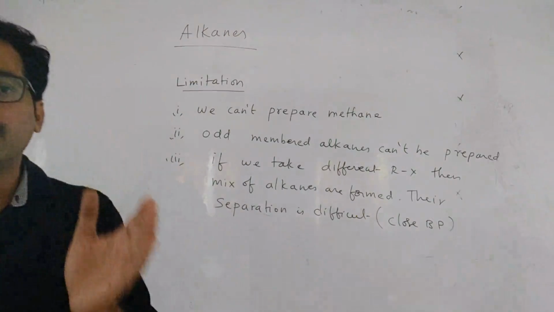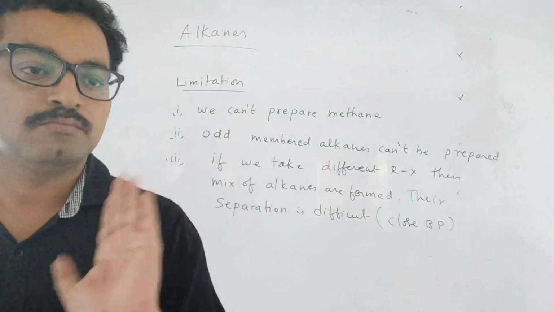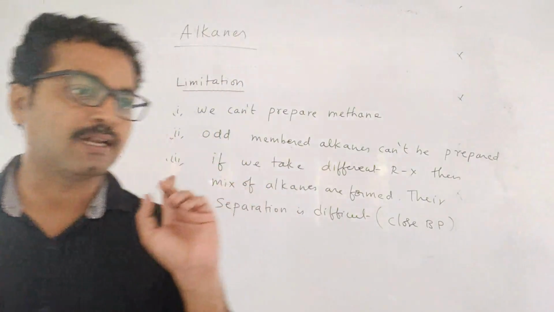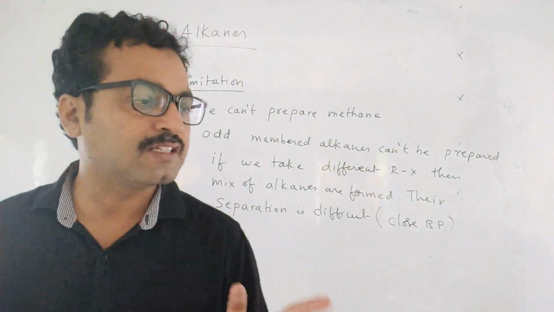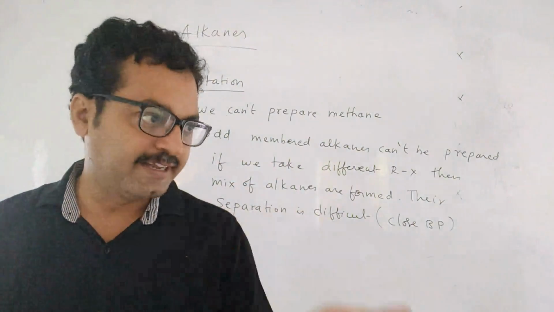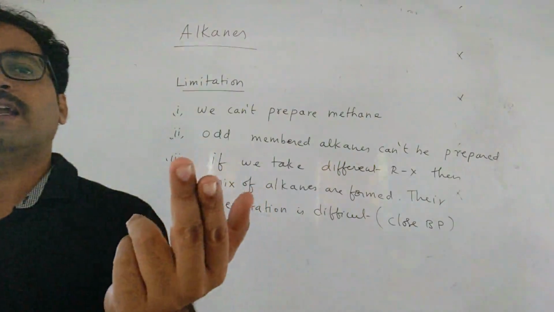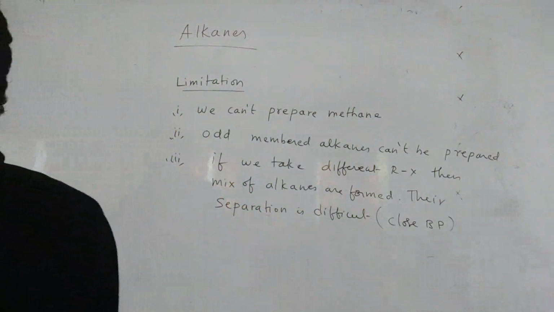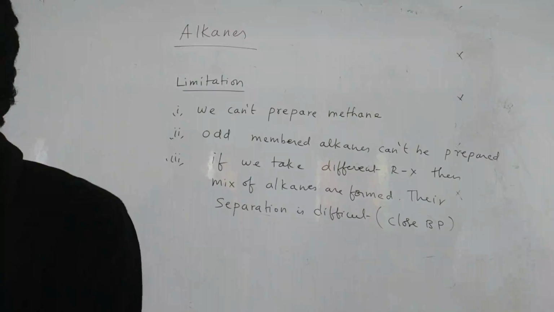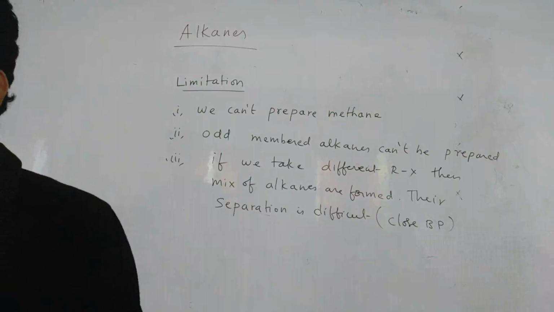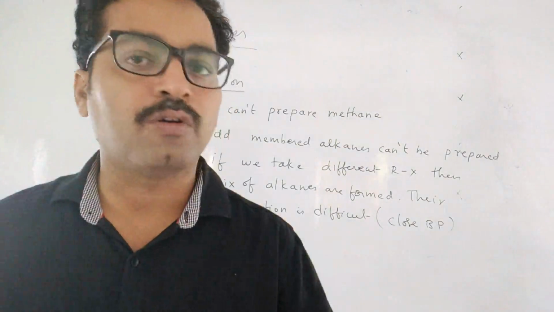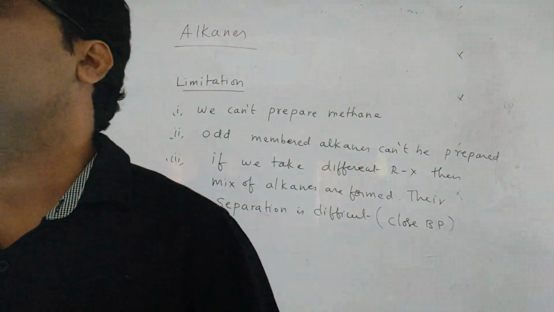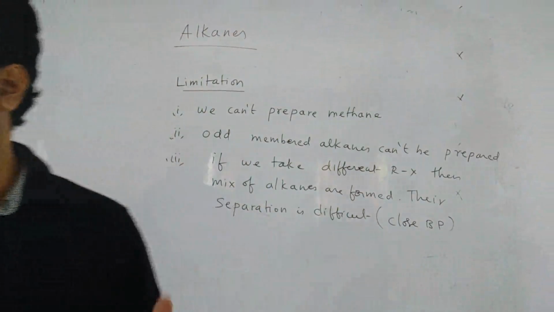See, if you take one-membered alkyl halide, means methyl halide, what is the product formed? Ethane. If you take two-membered alkyl halide, then it will form butane. If you take three-membered alkyl halide, then it will form 3 plus 3, 6, hexane. So whatever you take, 1, 2, 3, 4, you are always getting double the number. Means you are getting even membered alkane only. You are not getting odd.